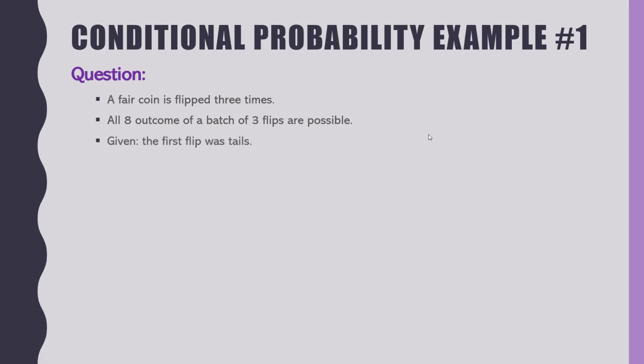Given that the first flip was a tail, what is the probability that an odd number of tails appear? Okay, this is the question. Given that the first flip was a tail, what is the probability that the number of tails that appears will be odd? This is what's the probability of E given F. This is the idea, okay?